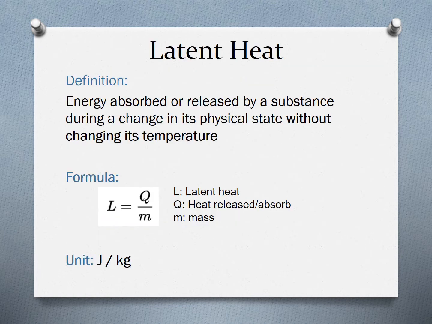Now let's look at latent heat. What is latent heat? Latent heat is the energy absorbed or released by a substance during a change in its physical state without changing its temperature. The formula is L equals Q over m, and the unit for latent heat is joule per kilogram.